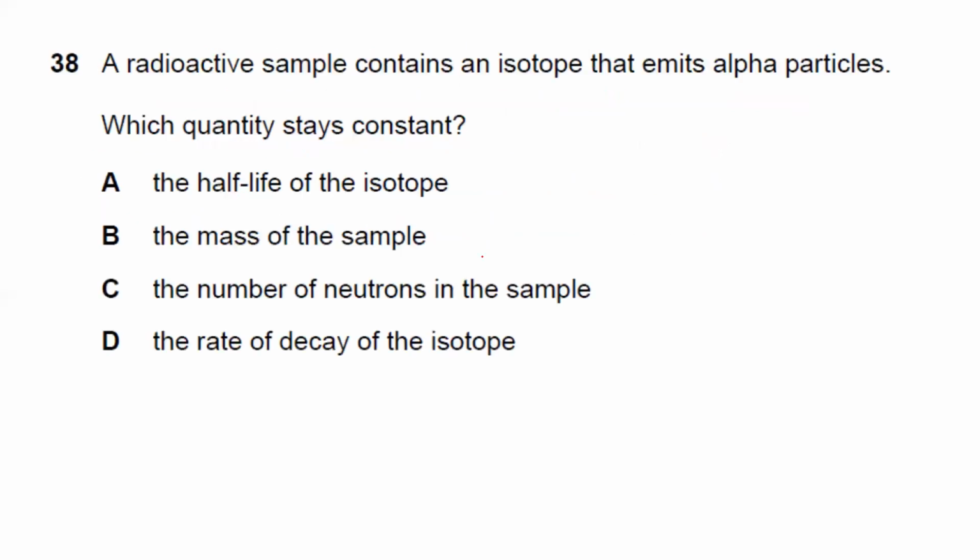Next question. It says a radioactive sample contains an isotope that emits alpha particles. Which quantity stays constant? For alpha particles in radioactive decay, the half-life of an isotope remains the same. Mass of the sample? No, the mass of the sample halves after every half-life has passed. The number of neutrons in the sample? After alpha emission, remember it is 4 2, so the neutrons will change. The rate of decay of the isotope? No, the rate of decay is dependent on the half-life, so it does not remain the same. So answer A is the best choice we have in this case.